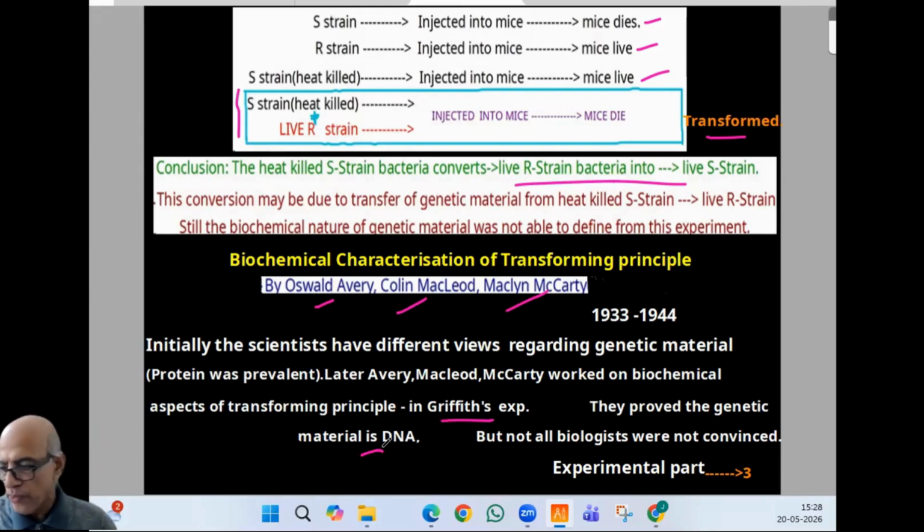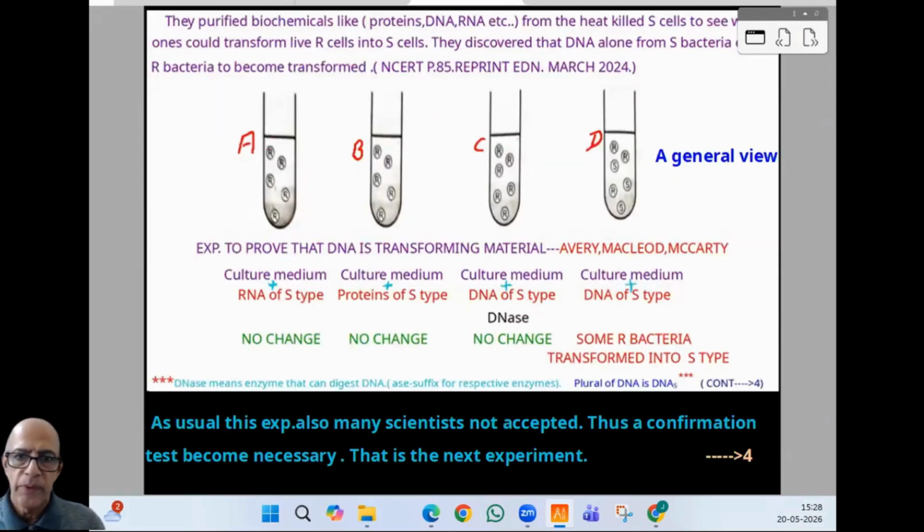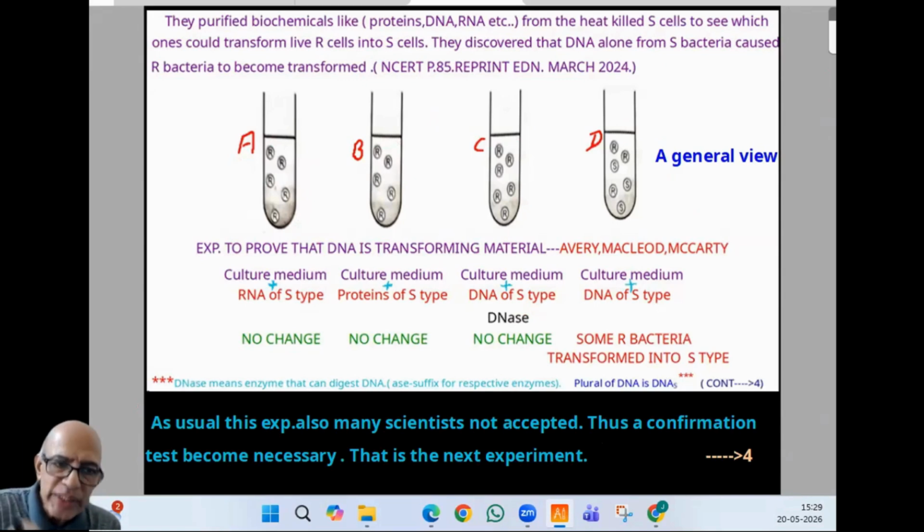So we need a proof. First we can check the experimental part of this experiment, biochemical characterization. So what did they do? They purified biochemicals like proteins, DNA, RNA from the heat-killed S cells to see which one could transform live R cells to S cells.